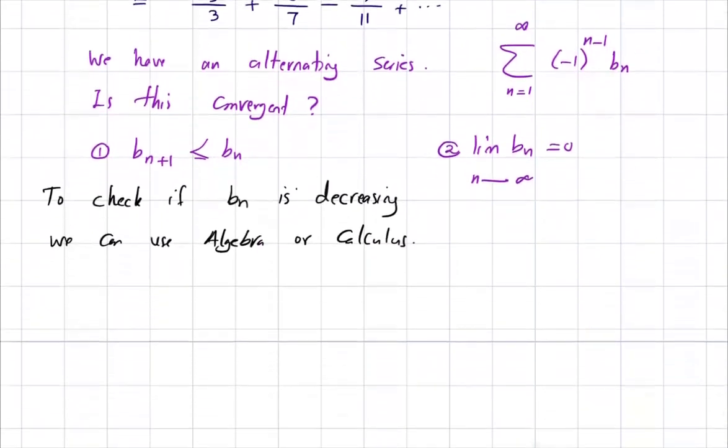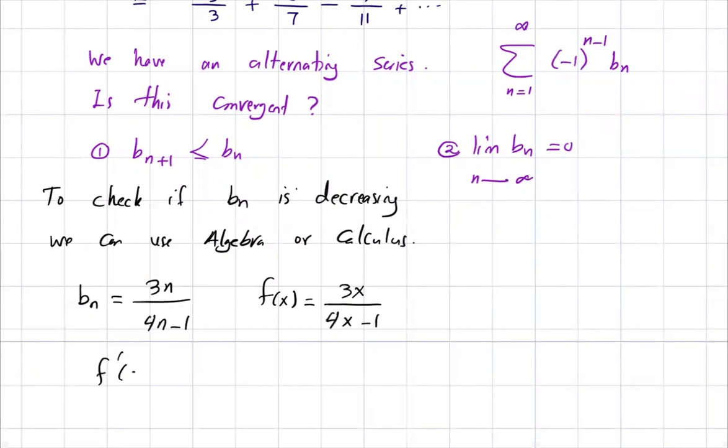Or you can do the calculus, take the derivative. So my Bn is equal to 3n divided by 4n minus 1. And if I write this as a function, 3x divided by 4x minus 1, what do I see here?